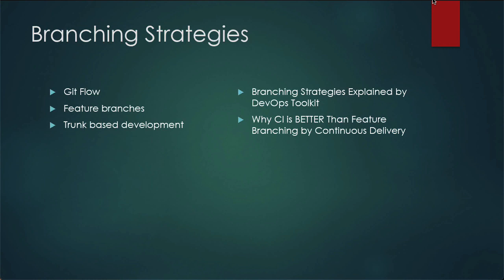The two that I have up here: branching strategies explained by DevOps Toolkit, and why CI is better than feature branching by Continuous Delivery. Continuous Delivery's channel, I super recommend subscribing to. The content there is top notch. It's better than mine. We'll just say it. So anyway, go look at that stuff and pick a branching strategy.